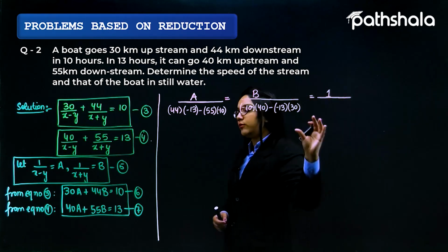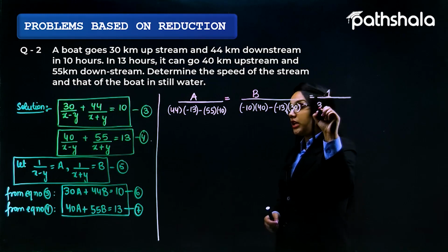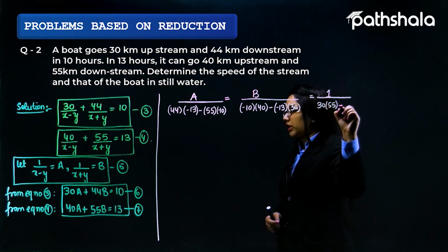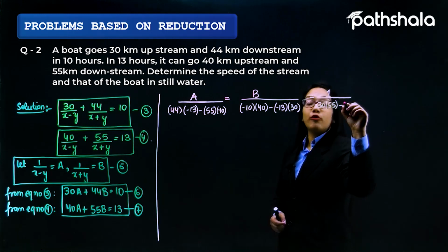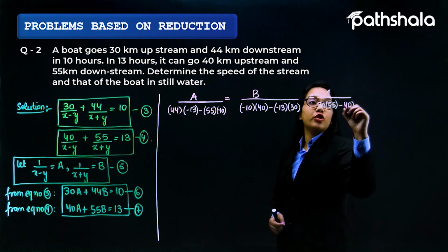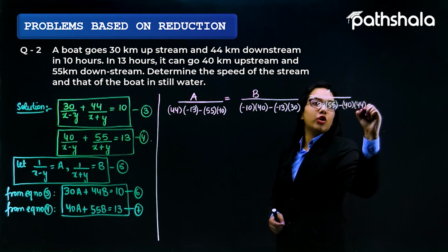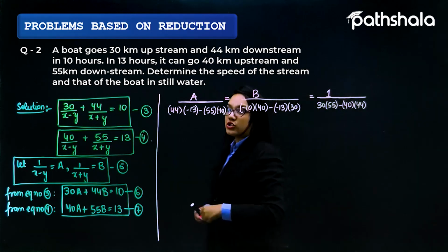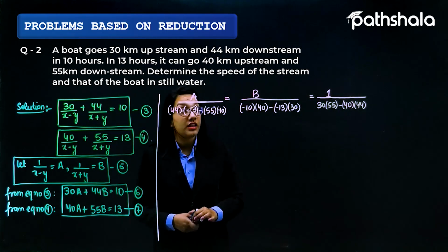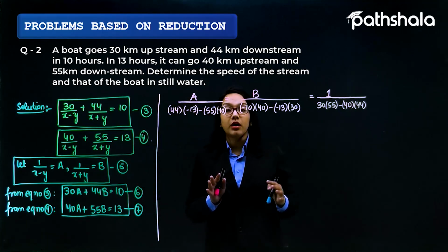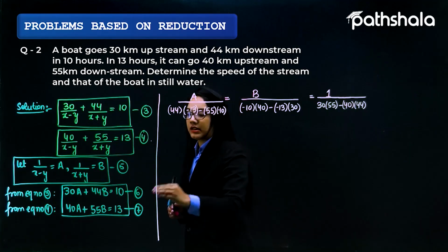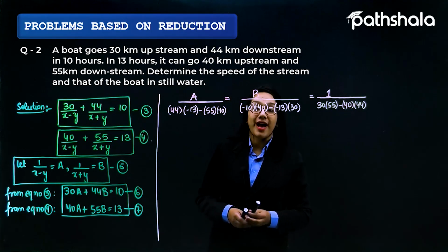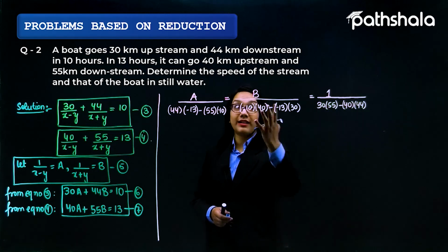So under the 1 we can write it as 30 into 55 minus 40 into 44. Now these are the equations we are getting using the cross multiplication method, from equation number 6 and equation number 7. Now let's find out the values of capital A and capital B.